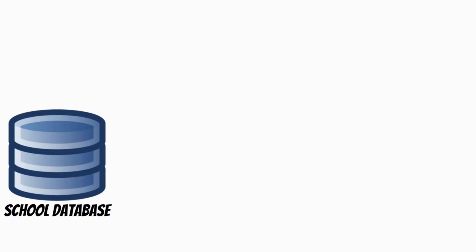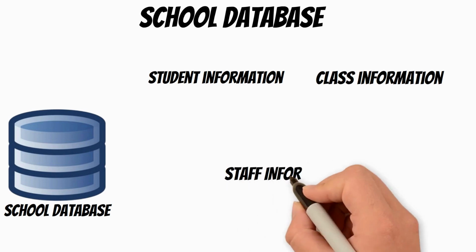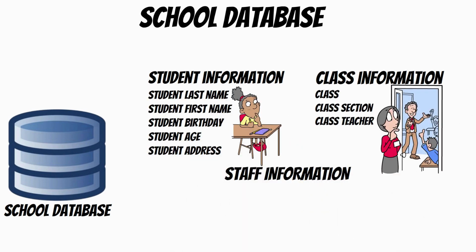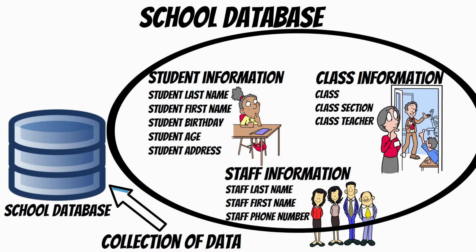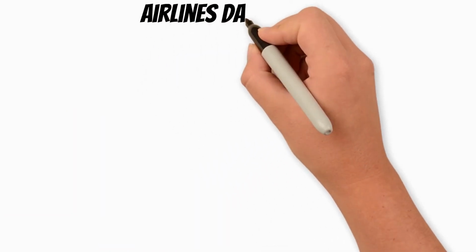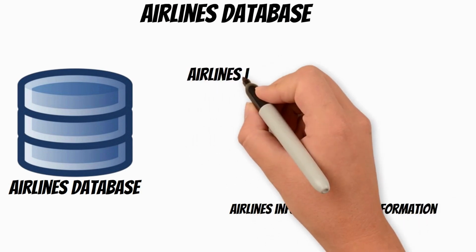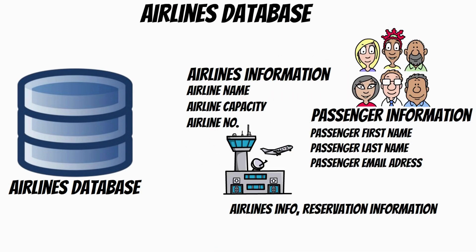For instance, if you have a school, you'd want details about students, classes, and staff. This includes things like student names, birthdays, class sections, and teacher information. All this info is stored together in what we call a database. Imagine an airline. They have their own set of data, like details about different airlines and reservations. Each business or organization has its own database with related information.